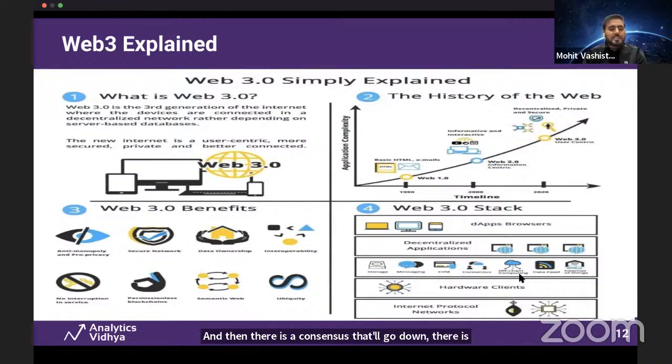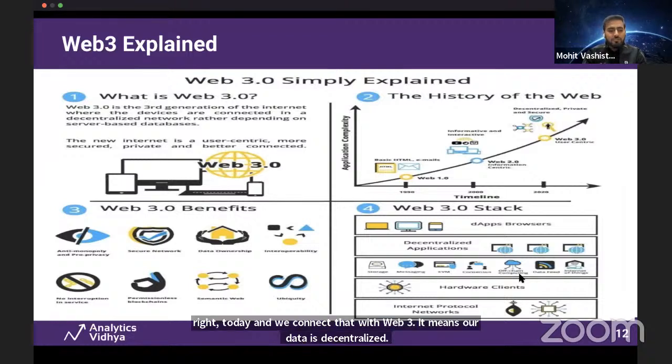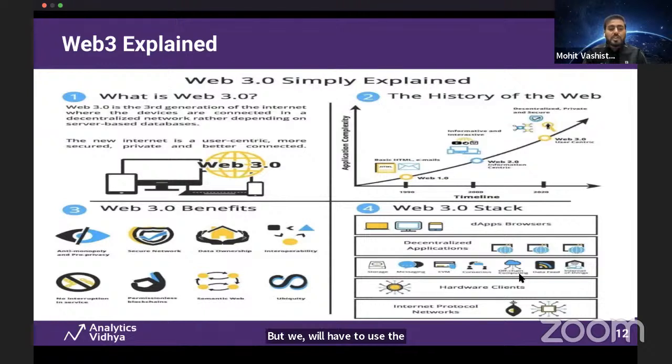We actually make Web2 applications only, today, and we connect that with Web3. It means our data is decentralized, but we will have to use applications where users can simply interface, right? We'll have to deploy the application somewhere, so that will always be centralized. Then the data feed and all that. Then there are hardware clients and network protocols. It's quite technical, so I'll not go deeper. We can talk about these in later sessions, maybe.